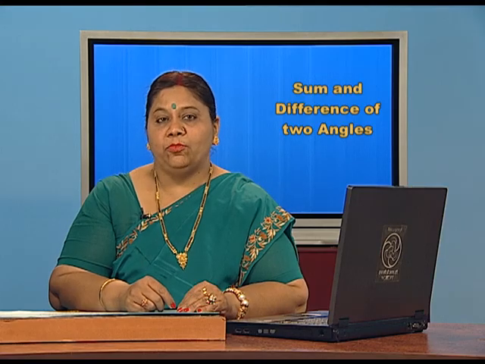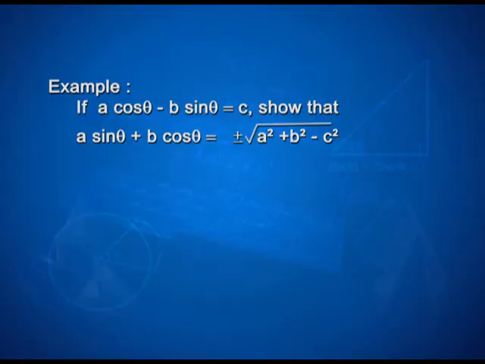Let us take up one more example. If a cos theta minus b sin theta is equal to c, show that a sin theta plus b cos theta is equal to plus or minus square root of a square plus b square minus c square. Let us see the solution.